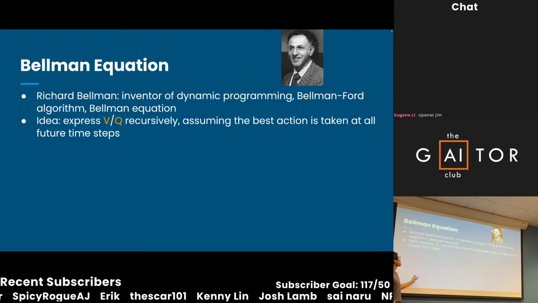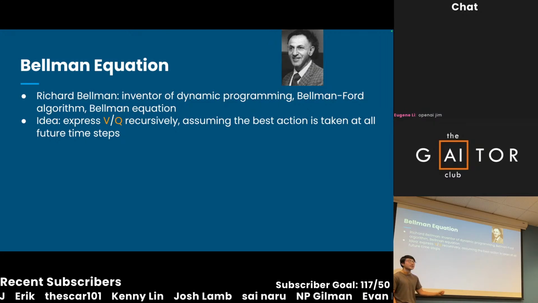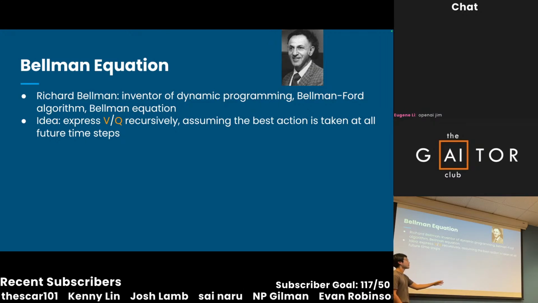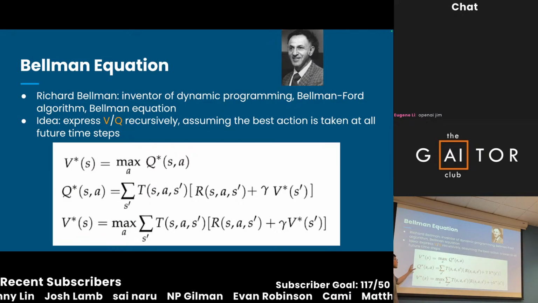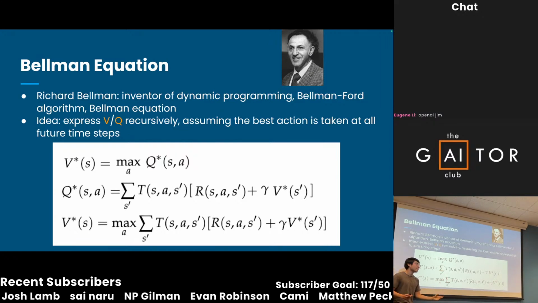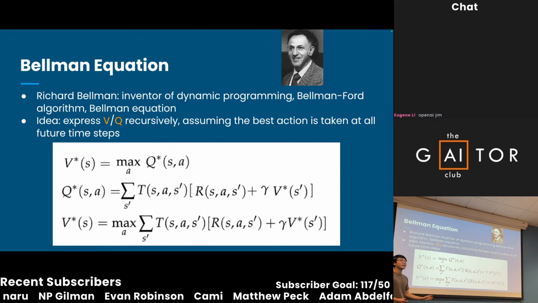So the idea of the Bellman equation is to express either the value function or the Q function recursively, assuming that the best action is taken at every future time step. So this is what it looks like. This looks like a complicated mathematical beast, but if you break it down, it's actually not that bad. It's pretty concise if you look at it bit by bit.